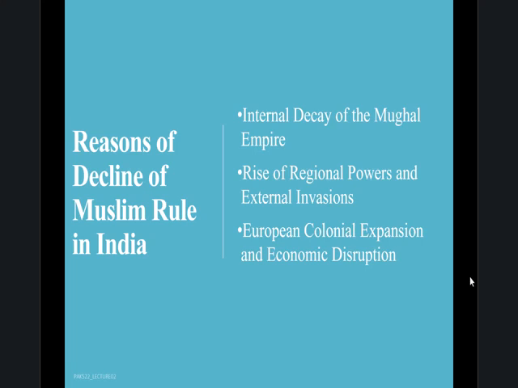Before that, the decline of Muslim rule in India is a multifaceted historical process that significantly shaped the geopolitical landscape of the subcontinent, ultimately paving the way for British colonial dominance and the eventual partition of India. This complex period is crucial for understanding the ideological foundations that led to the creation of Pakistan. The collapse of the Mughal Empire, internal weaknesses, and the rise of European powers collectively contributed to the erosion of Muslim political hegemony.